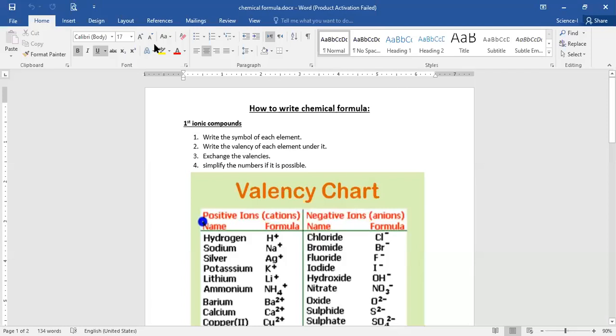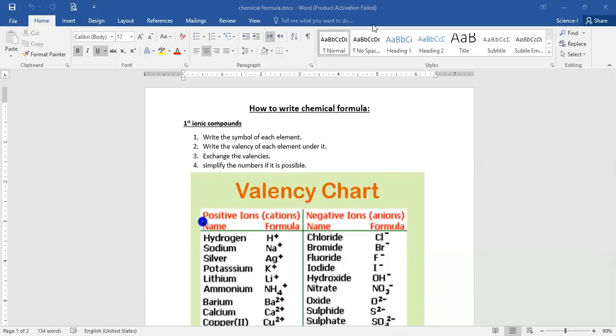Okay, guys, today, inshallah, as we said yesterday, we're going to use these symbols that you were supposed to memorize within the last 2 days. So, actually, today we're going to learn how to write a chemical formula. So, how do we write a chemical formula?